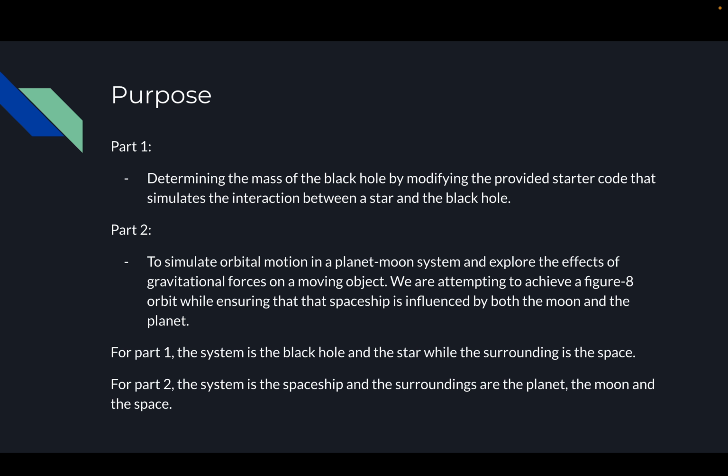We are attempting to achieve a figure-8 orbit while ensuring that the spaceship is influenced by both the moon and the planet. For Part 1, the system is a black hole and the star, while the surrounding is space. For Part 2, the system is a spaceship, and the surroundings are the planet, the moon, and space.